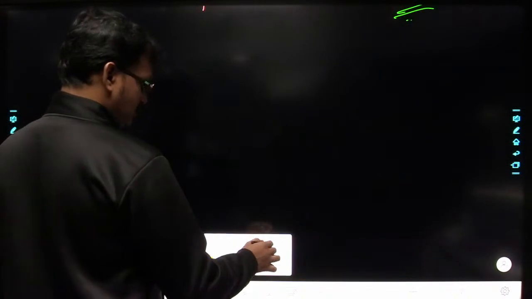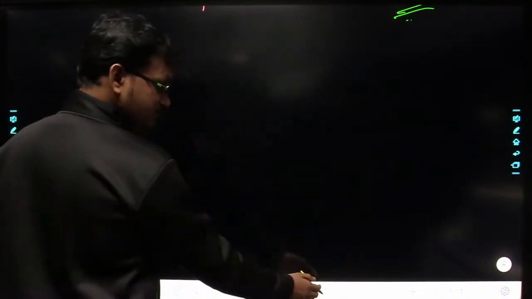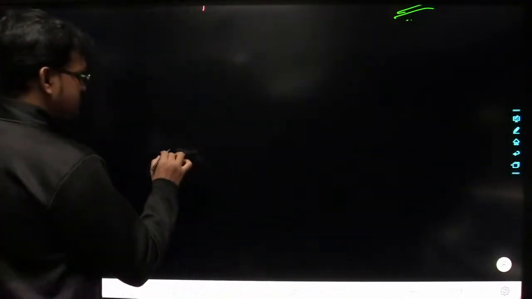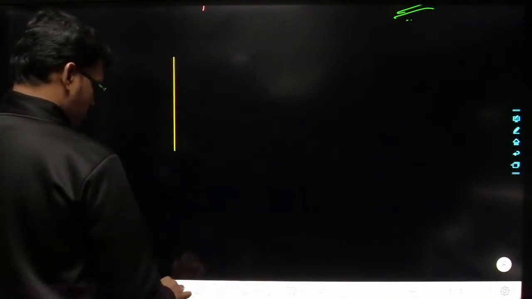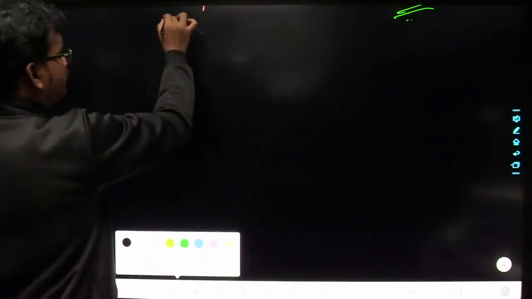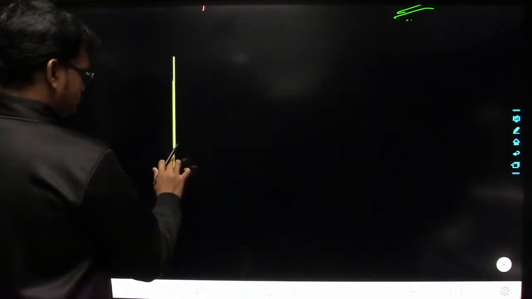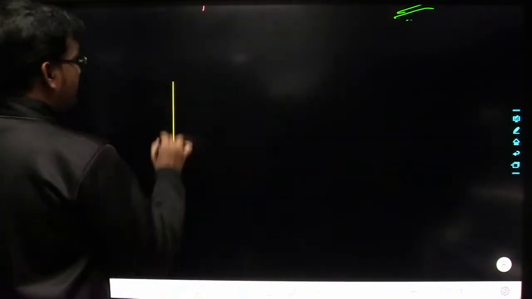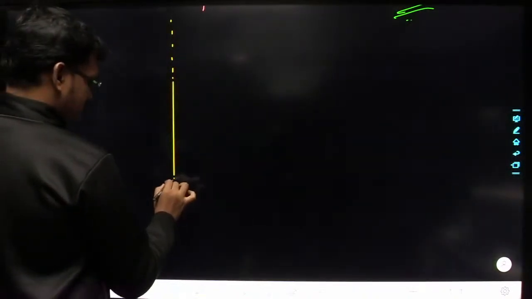So next, yesterday I asked one question. Anybody done that one? So if you consider a current carrying wire, let us say a current carrying wire of finite length, like this.